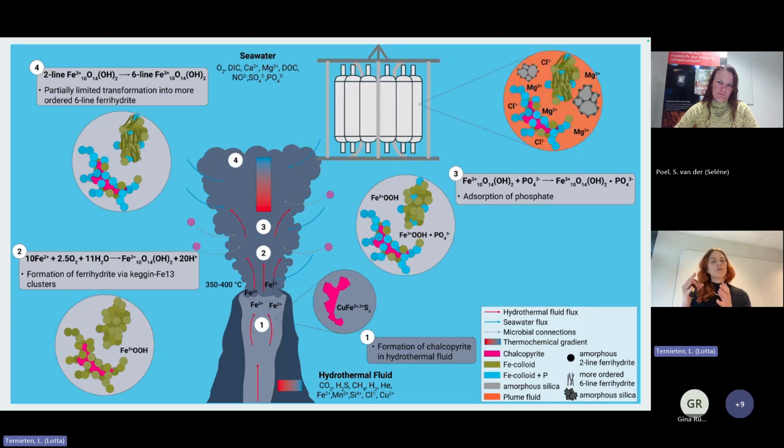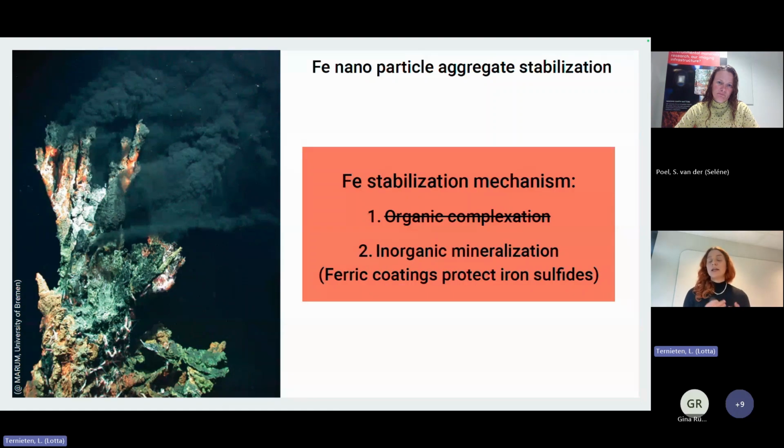We have this mixture of the compact 6-line ferrihydrite as well as the dendritic 2-line ferrihydrite that in part have these chalcopyrite cores. And this shows me that at least for Rainbow, but potentially for other black smoker systems as well, the early preservation of this iron is not really controlled by organic complexation. It's more an inorganic process, specifically the coating of the iron(II) within the chalcopyrite by the oxidized iron of the ferrihydrite, which limits the oxidation of the chalcopyrite and preserves this and allows the transport into the deep sea.